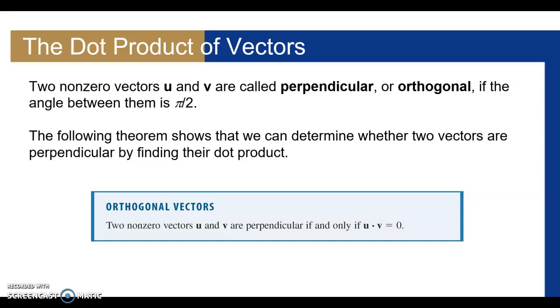All right, so the last thing we're going to look at is talking about the angle between two vectors. Right, we have a quick and easy way to identify if we have two vectors that are perpendicular, okay, if they make a 90-degree angle. So two non-zero vectors u and v are perpendicular if and only if the dot product of u and v is equal to 0.